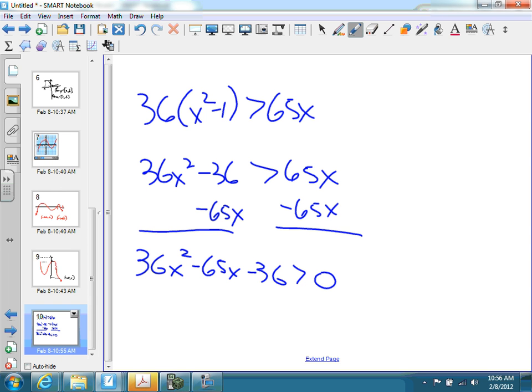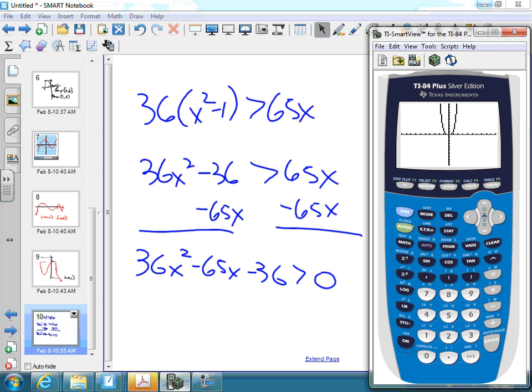Okay. So let's pull up the calculator and let's graph it. I'm going to clear that. And I'm going to go 36x squared minus 65x minus 36, and I'm going to go zoom 6. So I get this. This is going to be a parabola. I know that it's going to be a parabola because it's a quadratic expression, right? It has to be a parabola.